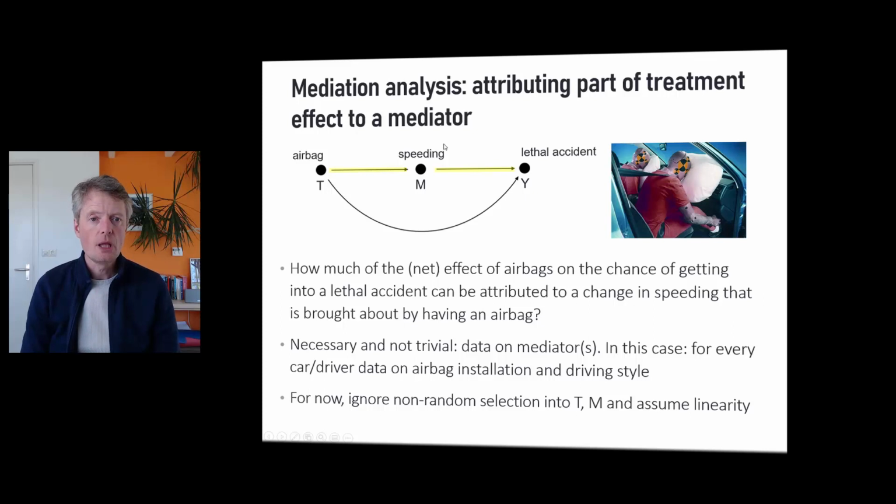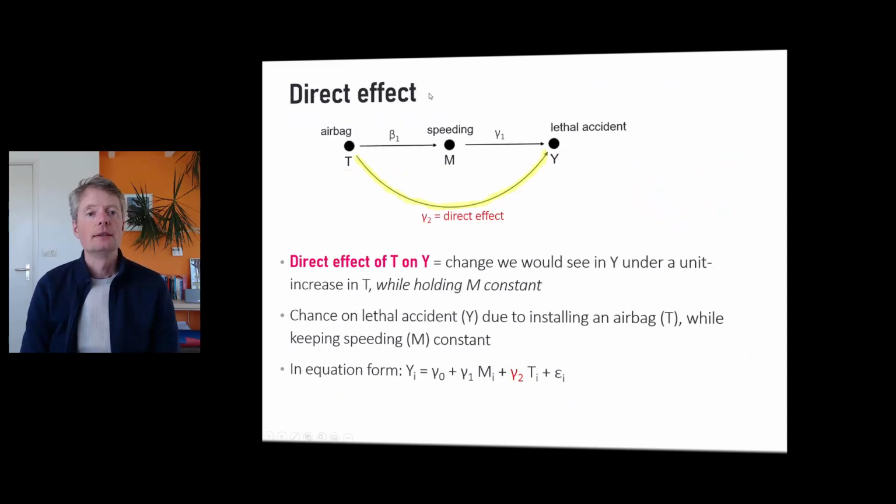Now, let's for now assume that we have a non-random selection in not only the treatment, but also in the mediator, and that everything is linear. How does this then work, mediation analysis? Well, first there's the direct effect of the treatment on the outcome, which is the change we would see in Y under a unit increase in T. So we actually administer the treatment, but we keep this specific mediator constant. And so that can be seen as sort of the residual effect of T on Y.